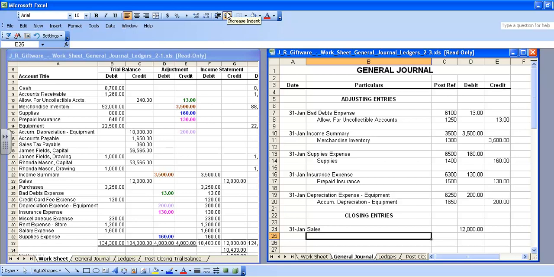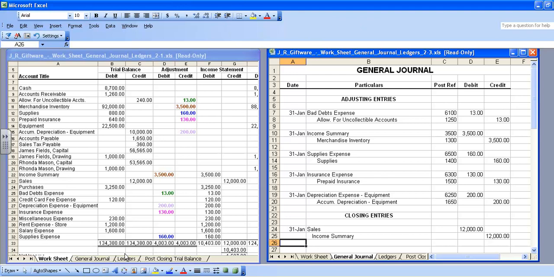We need to have an account to dump all of this information into while we're preparing our closing entries. And that account that we're going to use is going to be called income summary. So we are going to use income summary as our dumping ground account. In order to understand this, we're going to post this now.